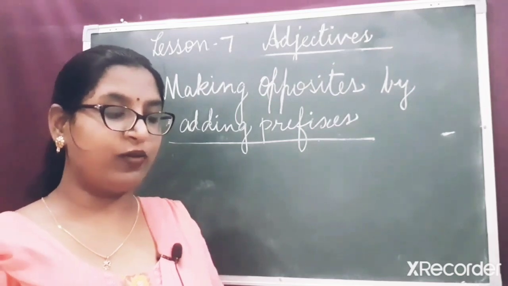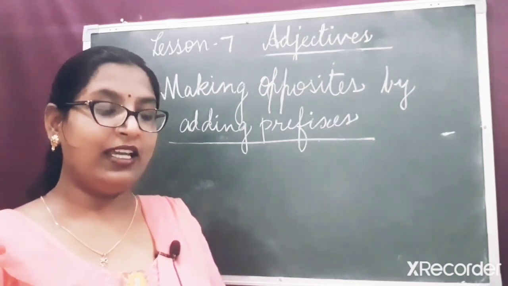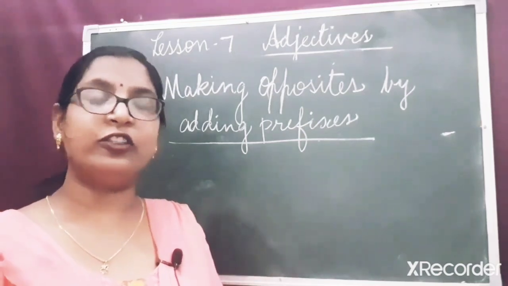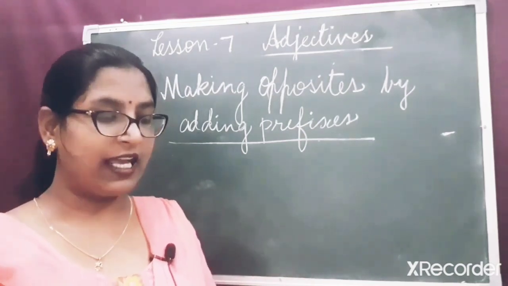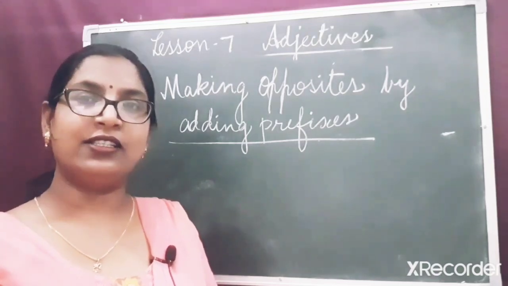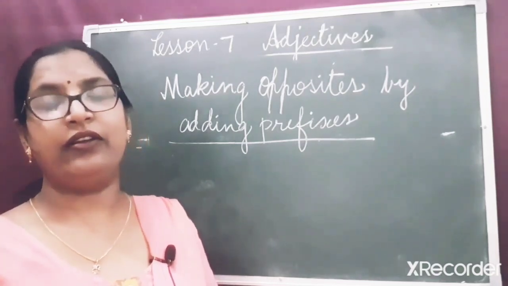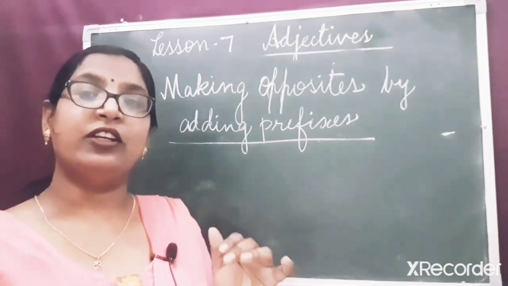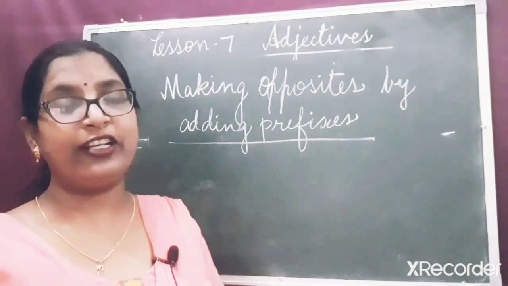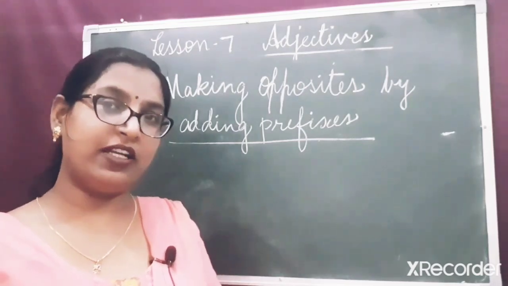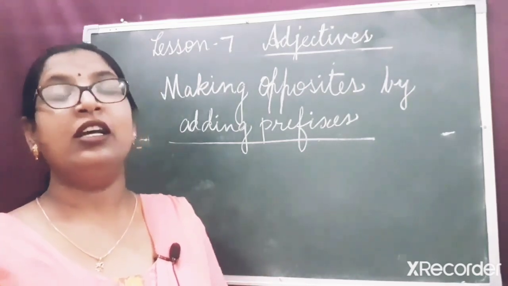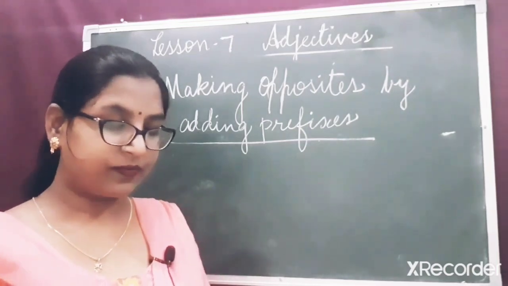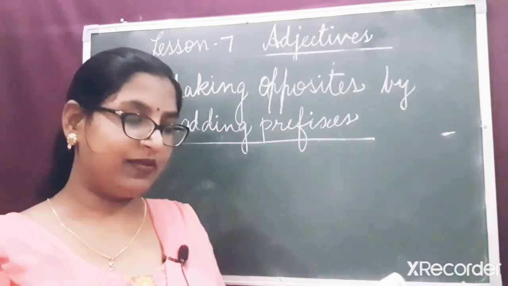Prefixes are a group of letters placed in front of a word, before a word. For example, dis, in, un, im, all these are different prefixes which are added at the beginning of a word to make an opposite or negative word. Let us see the example.